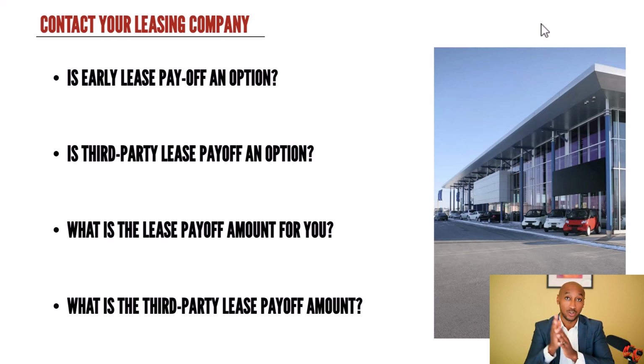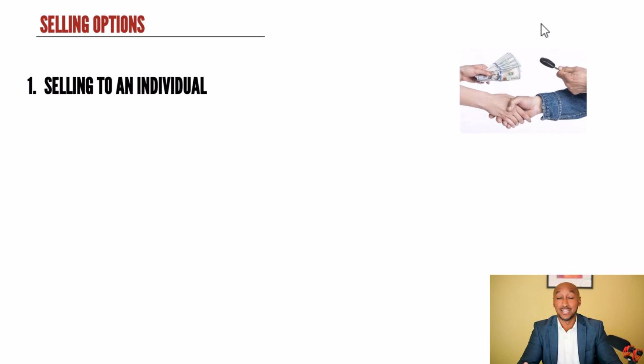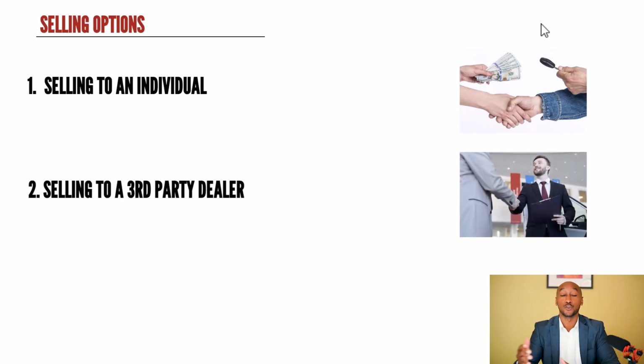So that's step 2. You call them and ask them each one of these questions and get clear on what the actual answer is. Next, you want to look at your selling options. So option number 1 is you can sell it to an individual. That's just the person. Someone on the street, you market it. A friend, neighbor, referral, it doesn't matter, but that's just an individual person that you can sell the car to. So that's one option for you. Next option is selling to a third-party dealer.